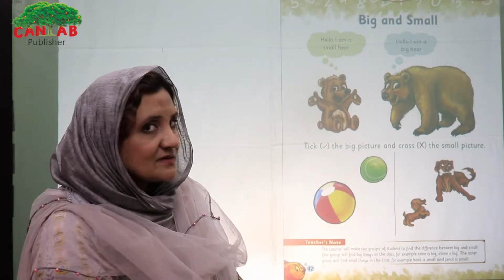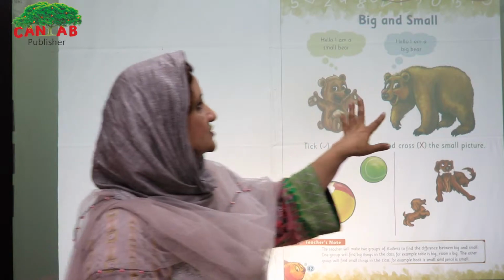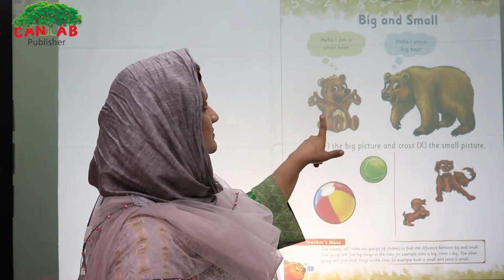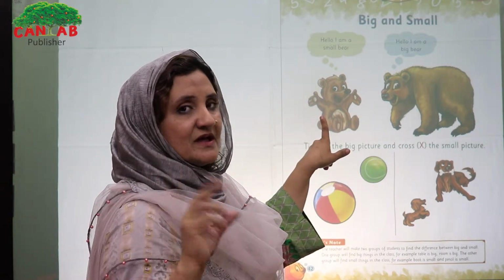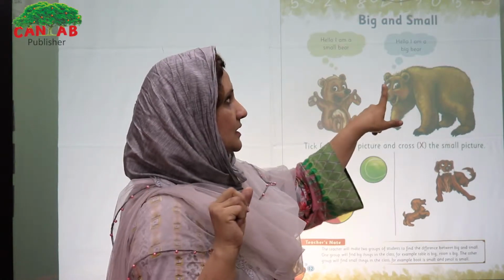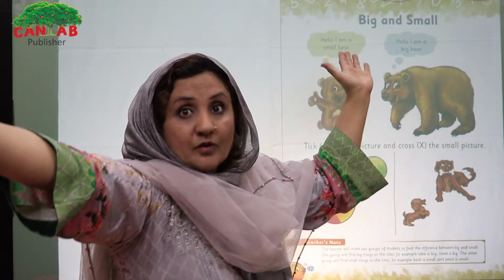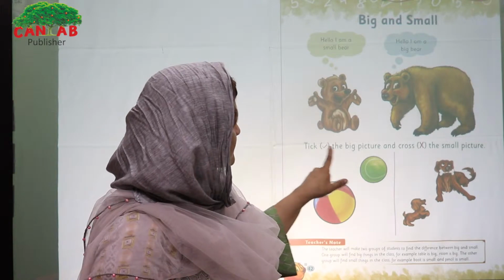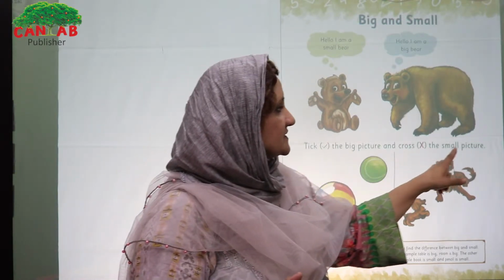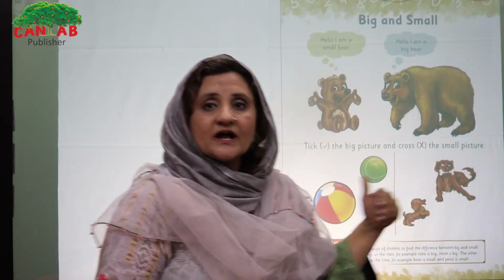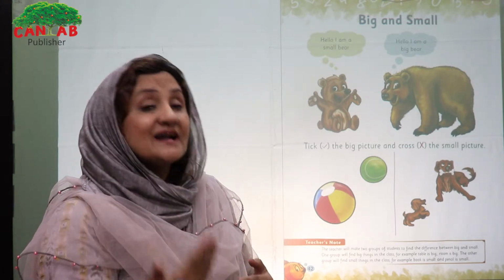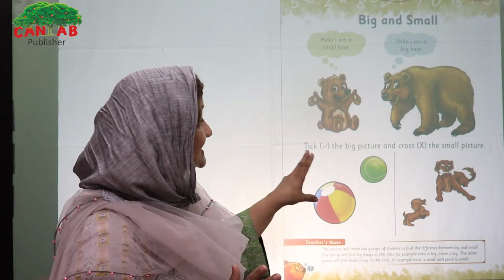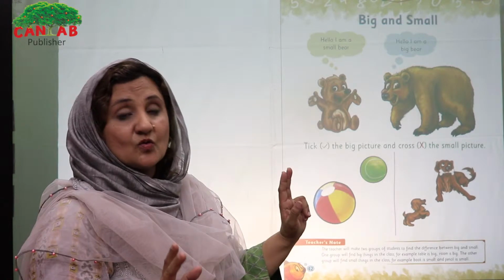And what is given in the book walk? Well, two kinds of bear. Hi or hello, I am a small bear. Hello, I am a big bear. Then tick the big picture and cross the small picture. Now guide the student to complete this exercise on their own.